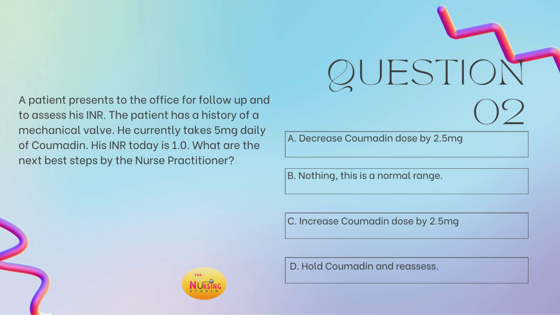Okay. All right, question number two. A patient presents to the office for follow up to assess his INR. The patient has a history of a mechanical valve. He currently takes 5 milligrams daily of Coumadin. His INR today is 1.0. What are the next best steps by the nurse practitioner? Is it A, we want to decrease the Coumadin dose by 2.5 milligrams? B, nothing, this is a normal range. C, increase Coumadin dose by 2.5 milligrams. Or D, hold Coumadin and reassess.